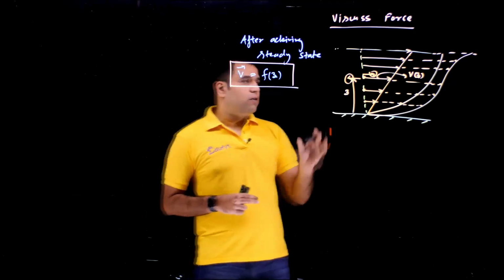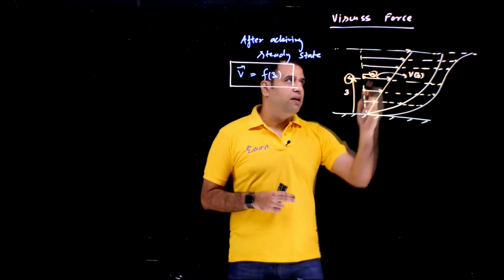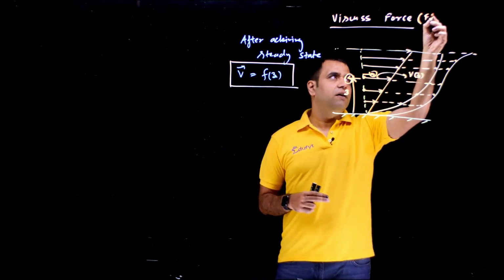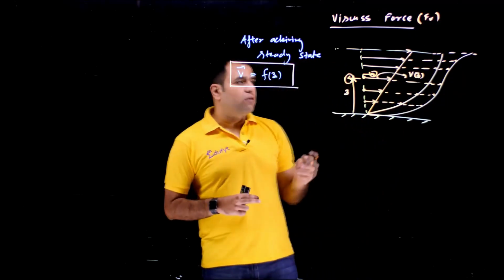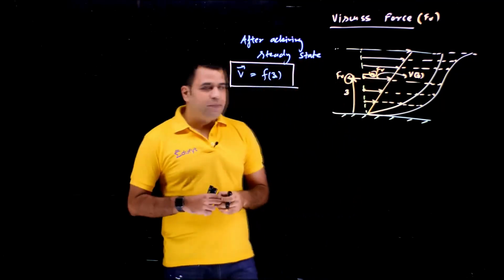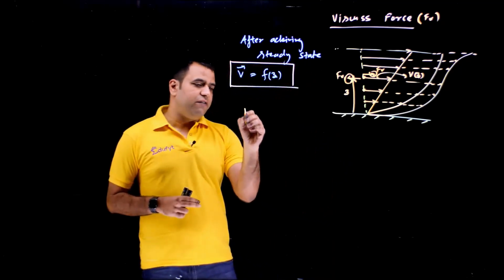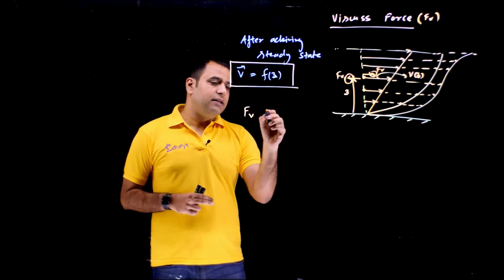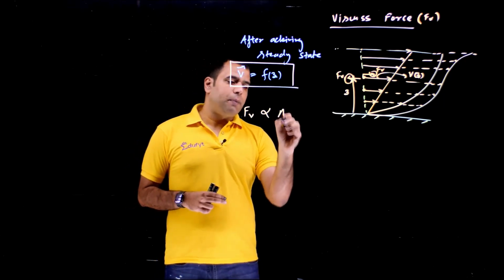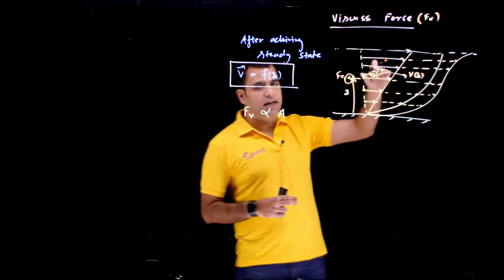And now we want to calculate that friction force. In this chapter, we call it viscous force, and we represent it by Fv. So we want to calculate that Fv. Empirically, when we calculate the value of Fv, it comes out to be proportional to the cross-section area A. What cross-section area? It is the cross-section area of the layer you are studying.